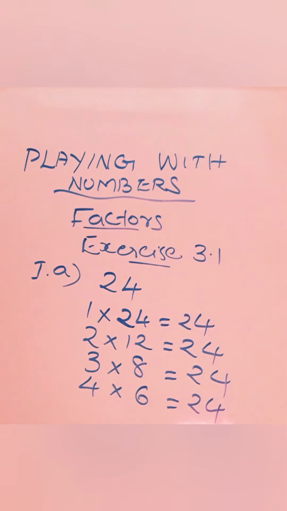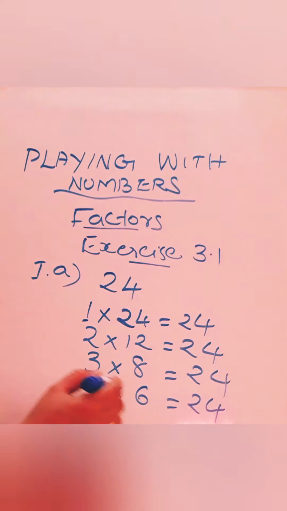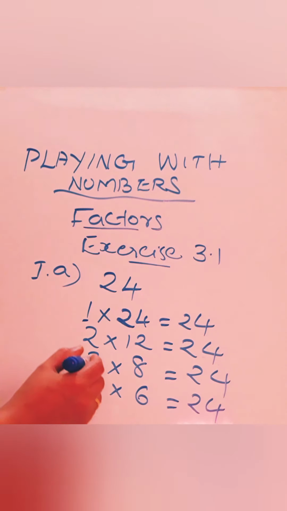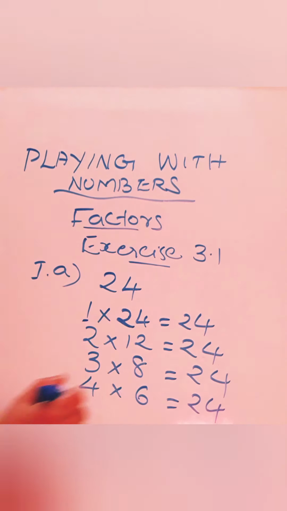5's table, no. 6's table is again repetition, 6 into 4. 7's table, no. 8's table is the same, 8 into 3. No need to write again. So 9, no. 10, no. Enough, finish. So the factors of 24 are 1, 2, 3, 4, 6, 8, 12 and 24. You should write at last, as a conclusion, 1, 2, 3, 4, 6, 8, 12 and 24 are factors of 24.